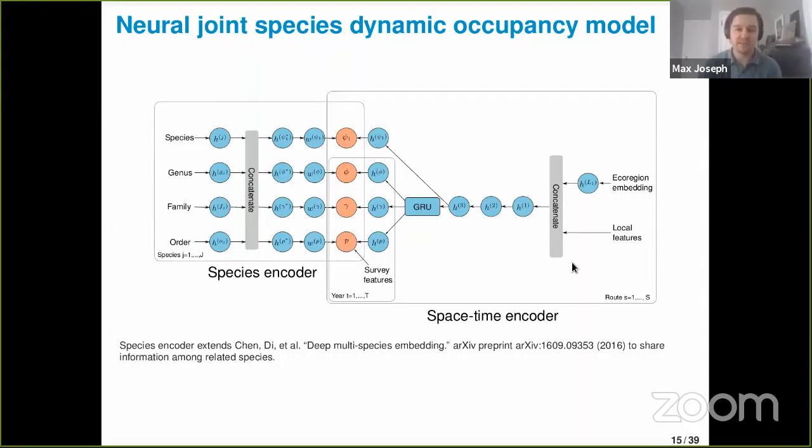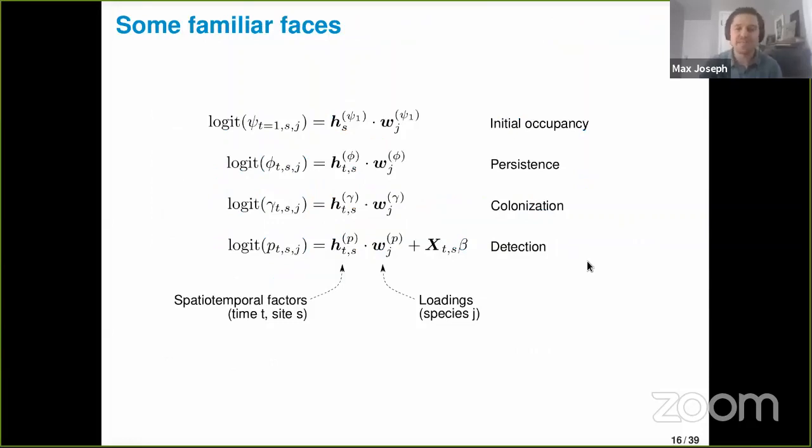So let's zoom in a little bit. And you'll probably see some familiar faces if you're used to working with JSDMs. For example, this is our detection submodel. And you'll notice that there's a dot product here between some latent spatiotemporal factors and some latent species-specific loadings. And we can also include a more traditional linear combination of inputs if we want. So for example, in this model, we have a logit linear effect of survey air temperature on the detection probability.